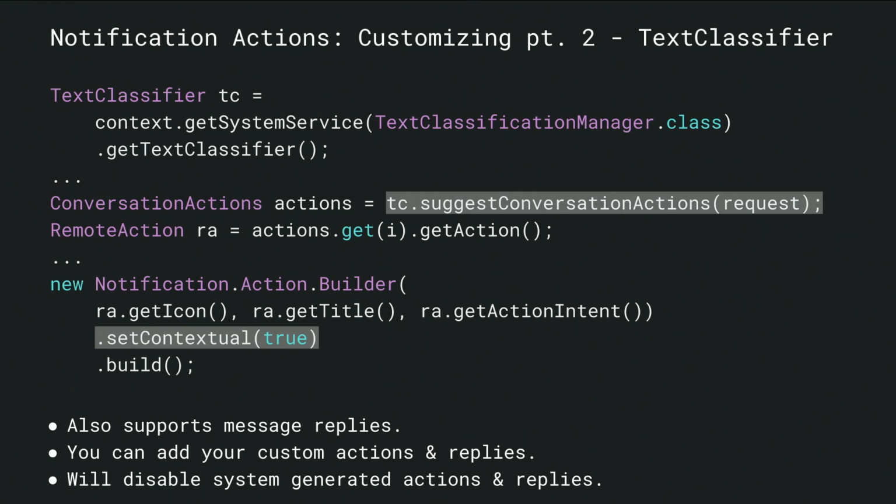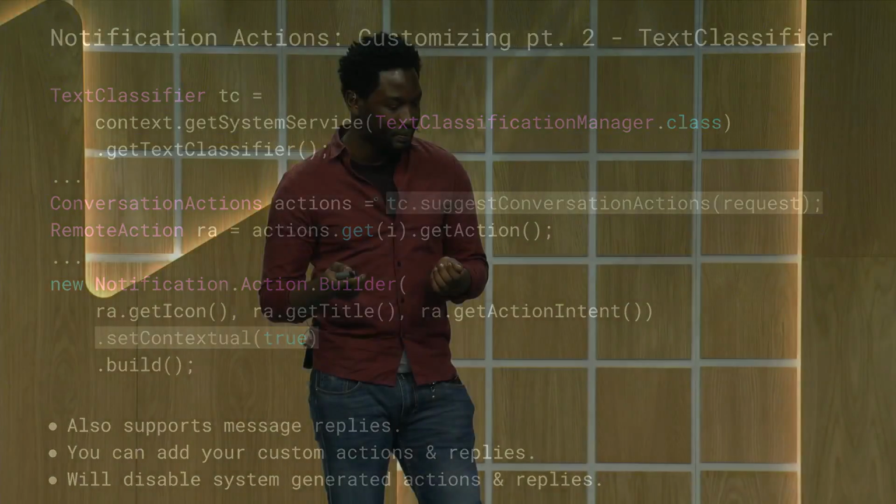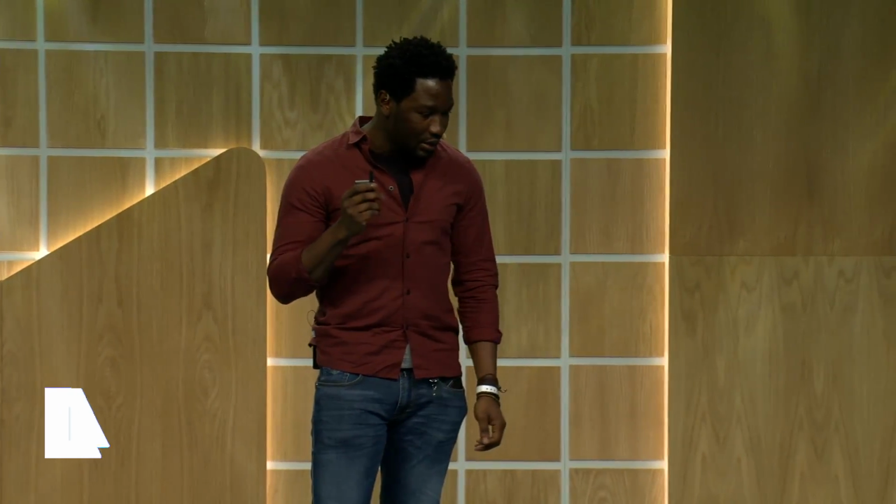I already showed you how you could set text replies to your notifications. But if you wanted to do it for actions, here's how to do it. You take the icon, the title, and the intent from the action that was returned by the text classifier, and you use that to build your notification. You also want to call set contextual, and you set that to true. This will enable the system to render your deep links the same way the system renders notification actions. And that's really the summary of all of the things that you really need to know about to get your app to play nice with this new feature that we have in Android Q.